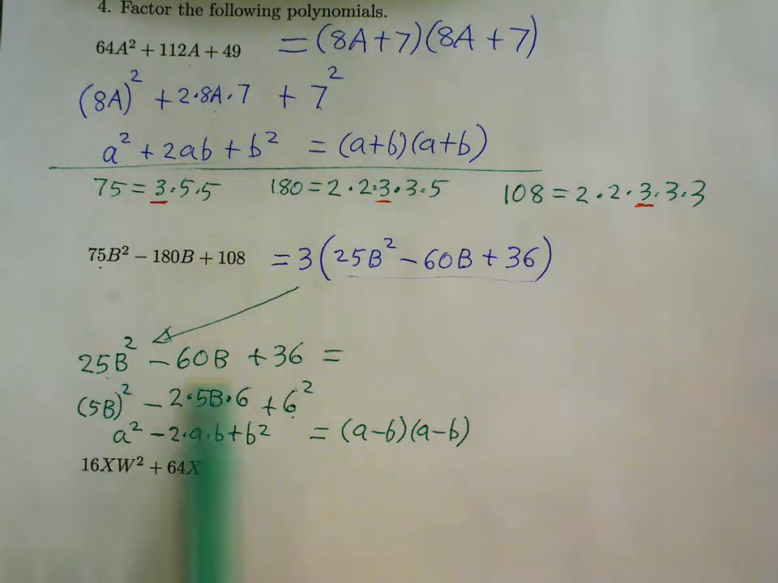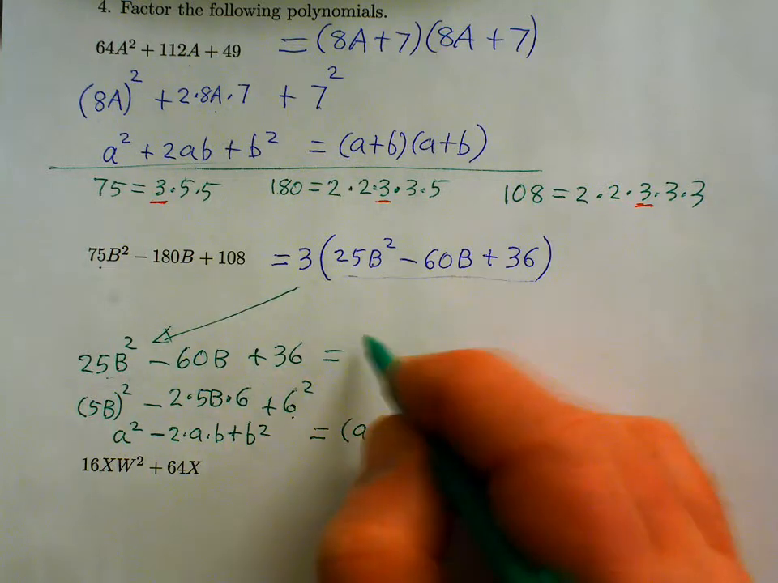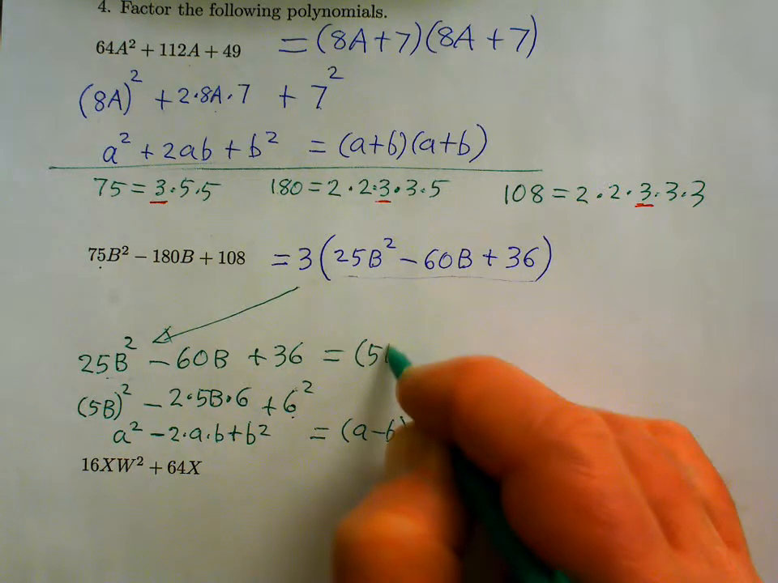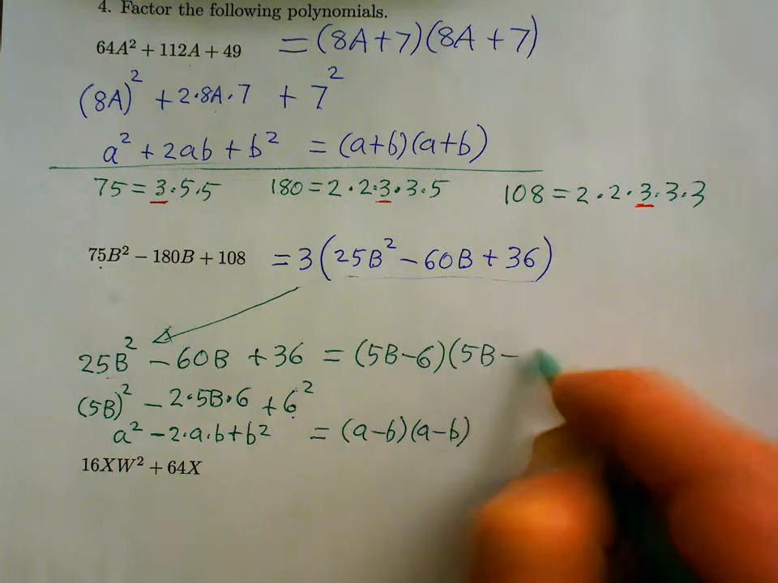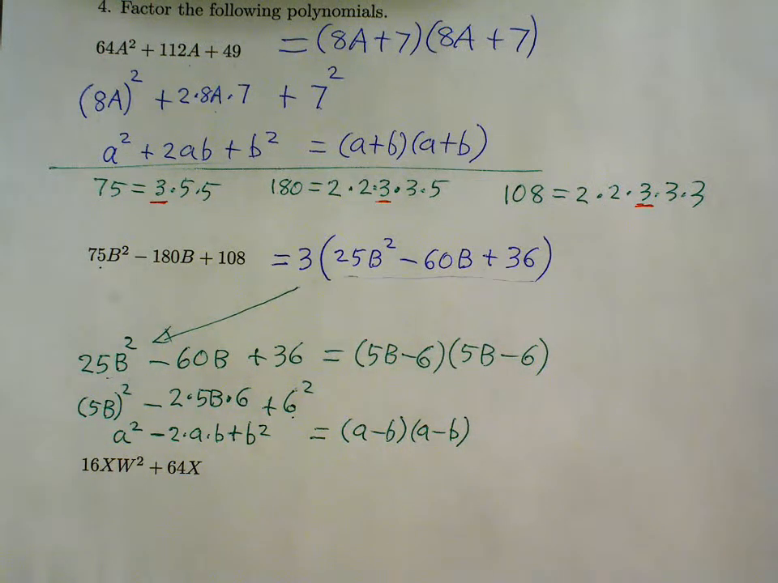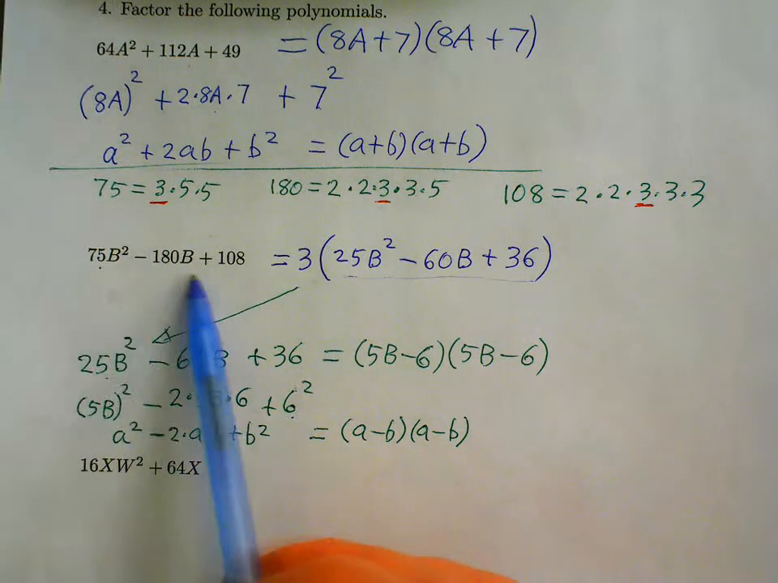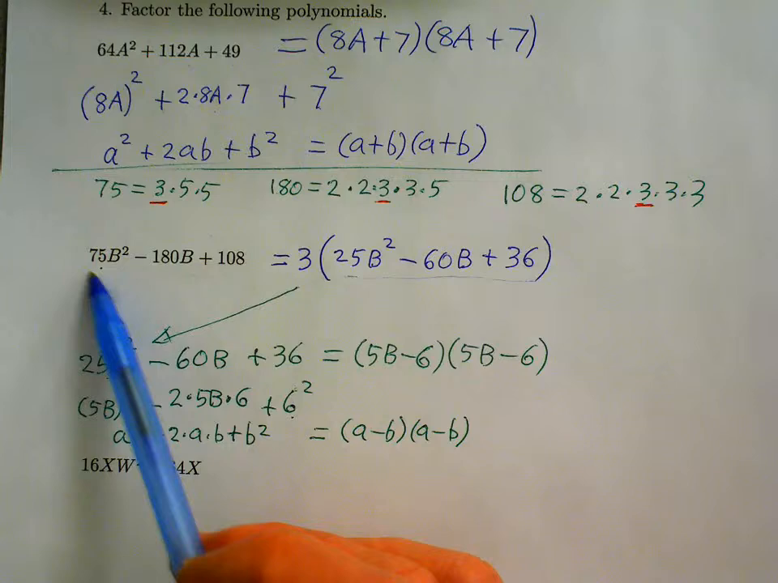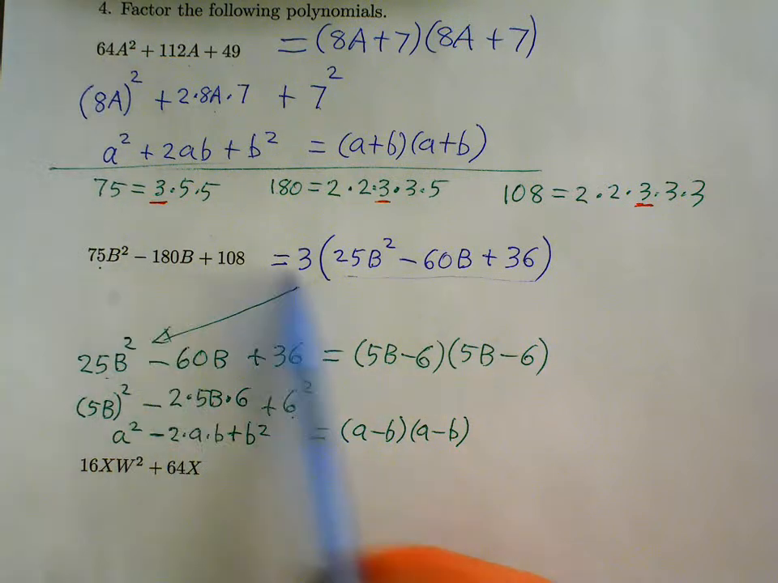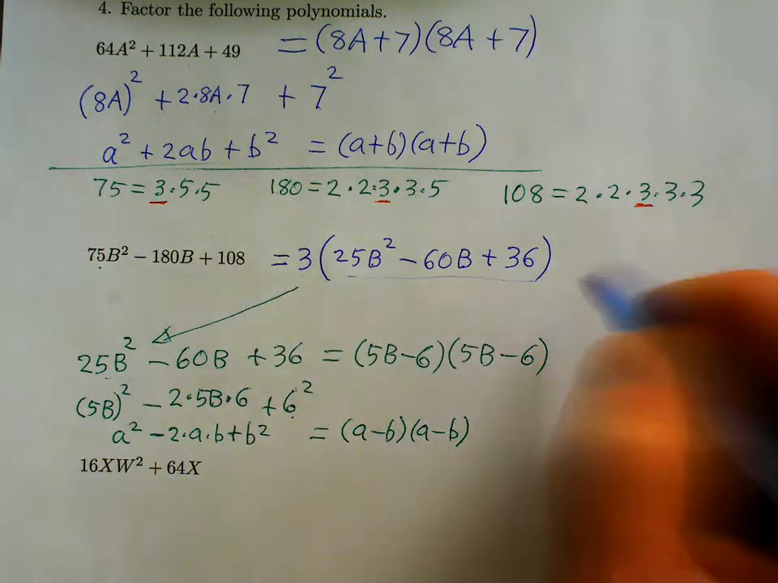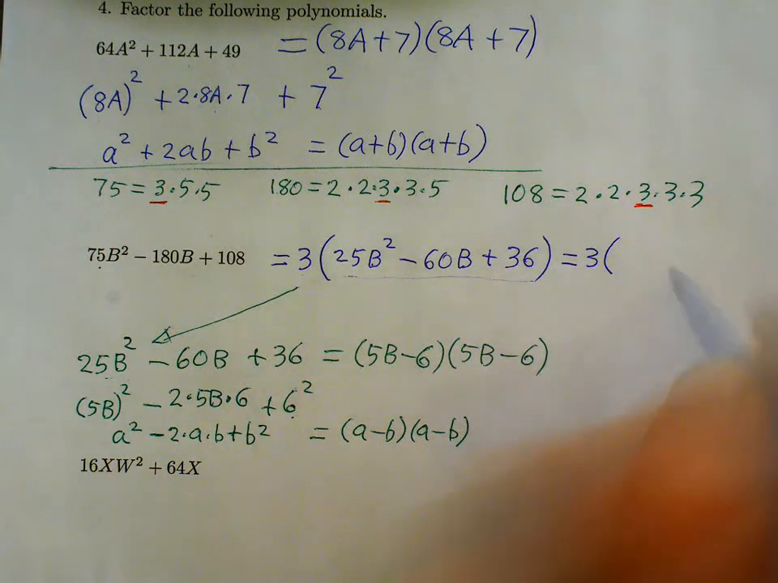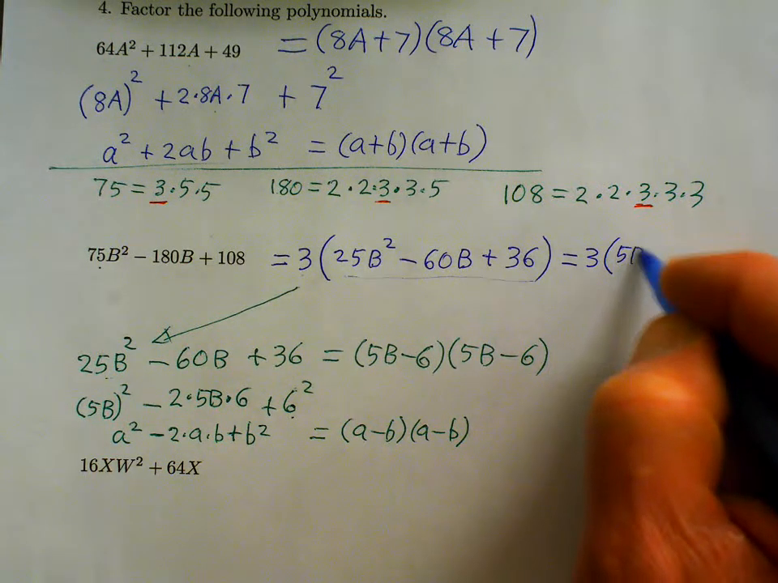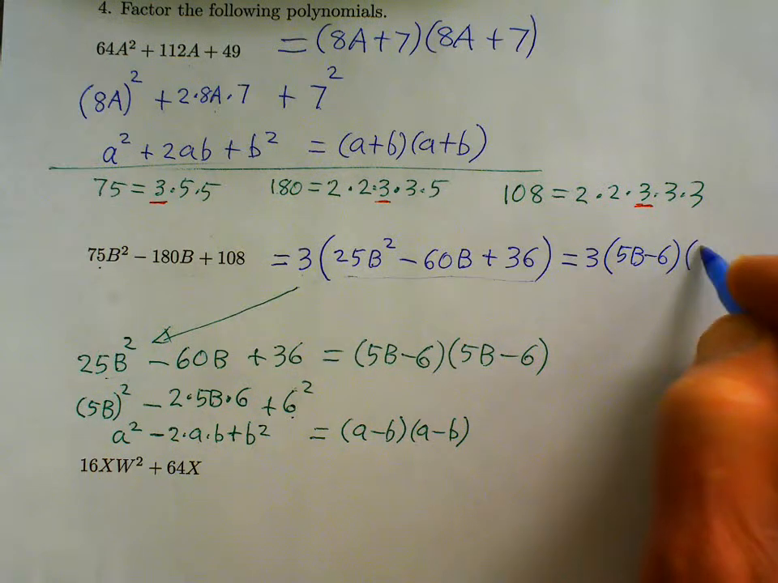And the 2 factors of this perfect square trinomial are 5b minus 6 times 5b minus 6. Okay, but remember what we started with. We started with this trinomial where the greatest common factor is 3. So our answer is 3 times the 2 binomials, 5b minus 6 times 5b minus 6.